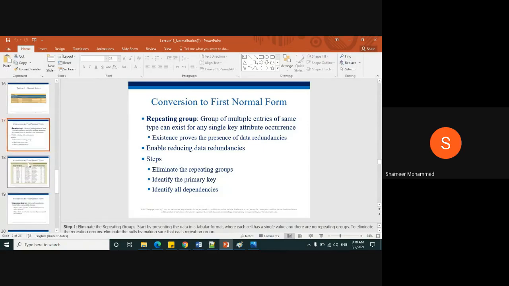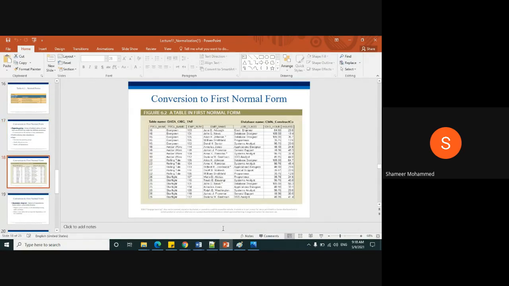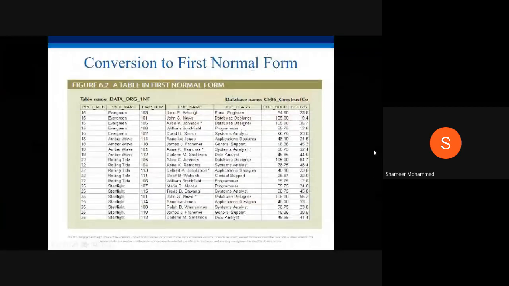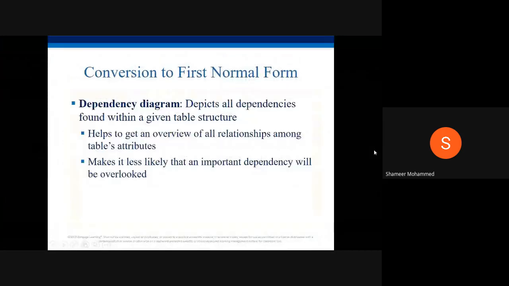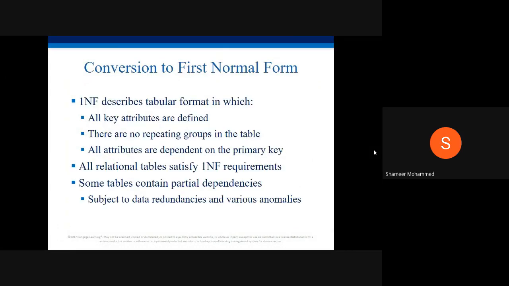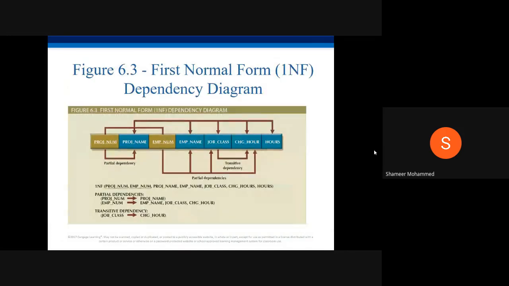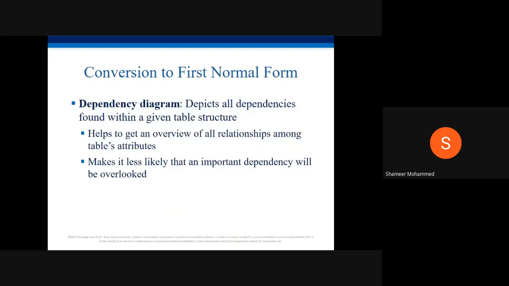In your slides, it is given as this example. This is the table they gave you, and this is in the first normal form they are telling you. So how you converted this table to the first normal form is they have shown you these steps. See, in the exam, you have to draw this type of diagram. So this diagram is called dependency diagram. So dependency diagram will show the dependencies within the table structure. So it will tell you what are the relationships among the attributes.